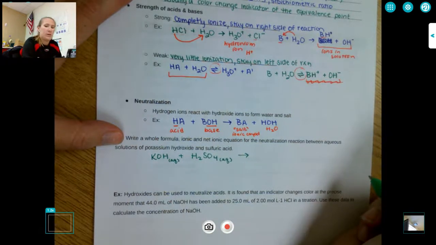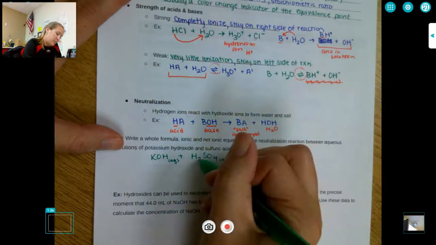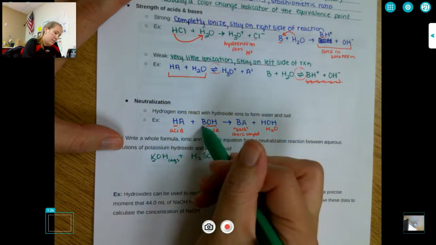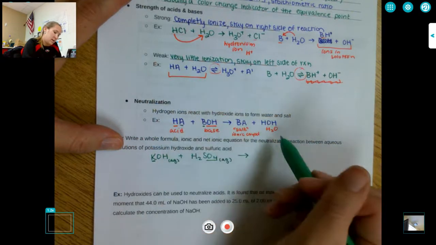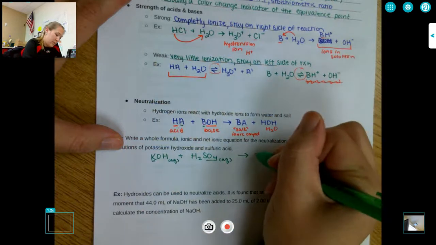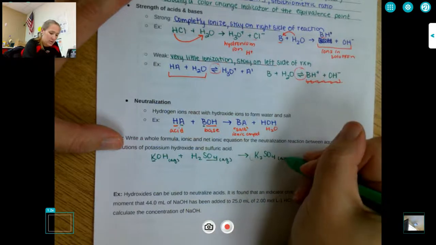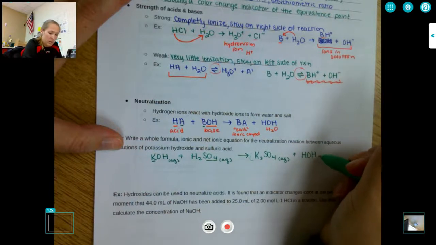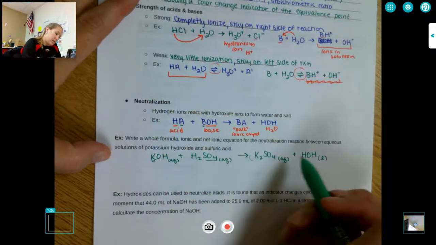Eventually, you'll have them memorized, but for right now, I'm just going to tell you if they're strong or they're weak. They're going to react together. My hydrogen and my hydroxide are going to get together, and my base part, my B part of my base, and the anion of my acid are going to get together to make my salt. So I'm going to have K2SO4, group 1 metal, so that is aqueous, and water, HOH. And water is a liquid, okay, not aqueous. You can't dissolve water in water. So this is my regular reaction.